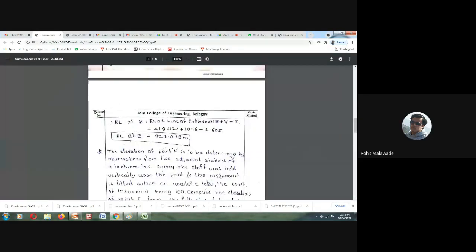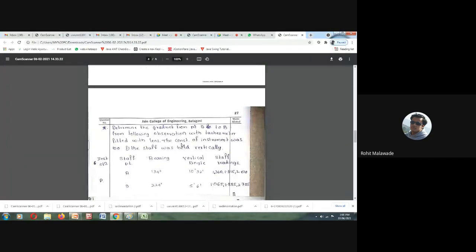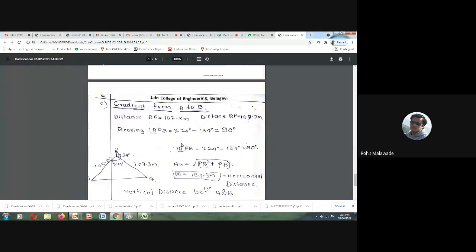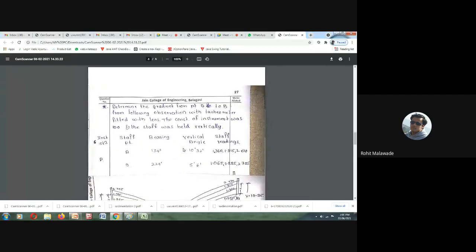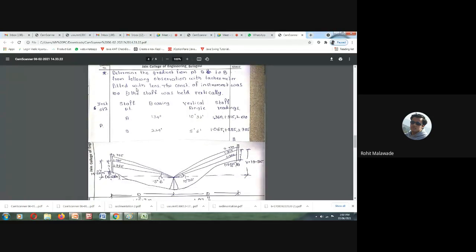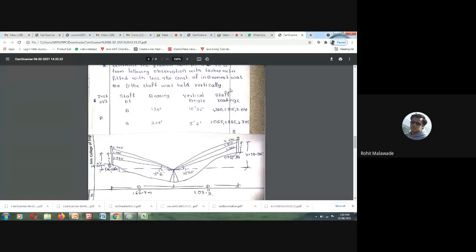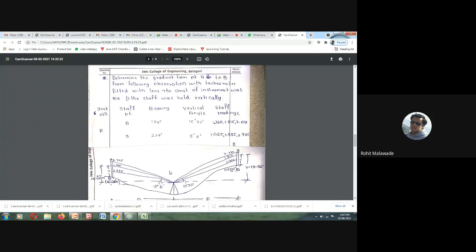Now we will go for the next problem. Yeah, this is the problem that we want to solve. Okay. In the next problem, determine the gradient from point A to B. Now we want to determine the gradient between A and B. What is the slope between A and B? What is the slope that we are going to get from A to B?